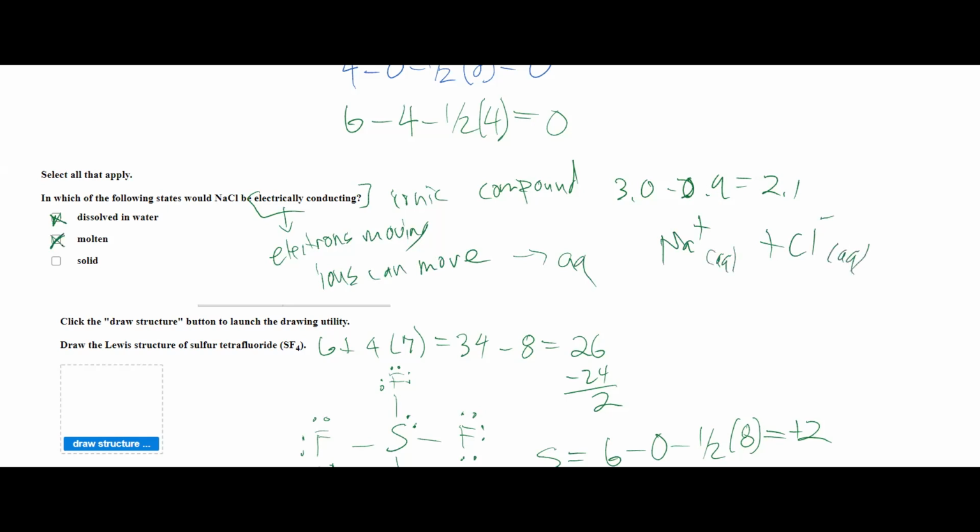Or when they're in the liquid state. When they're in the liquid state, we can also conduct electricity as well. And that's because when it's a liquid, those ions are now free to move independently of each other. But it's not going to conduct electricity as a solid, because those ions are now locked and fixed into one place.